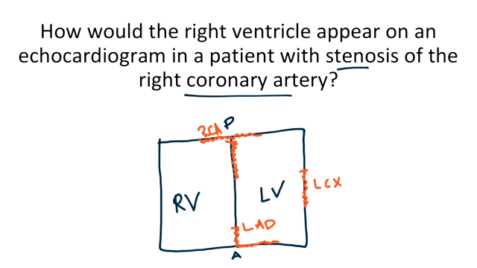So drawn here. In this case, there is stenosis of the right coronary artery. So we'd expect to see decreased activity of the posterior part of the right ventricle on an echocardiogram. Okay, let's do another question.